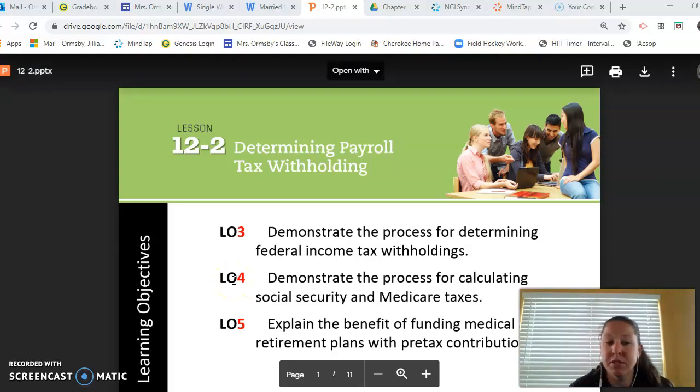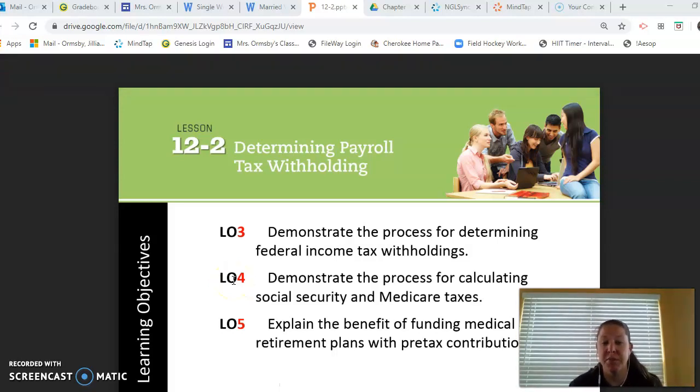Hi everyone. Today we're doing 12.2, which is determining payroll tax withholdings. Anyone who has a job knows that what you actually earn over a pay period is not necessarily what you take home because of taxes. And so in 12.1, we figured out the earnings for each one of our employees. However, as someone who's responsible for the payroll of the company, you also have to take out the taxes and withhold those taxes from each employee before you write their actual payroll check. So that's what this whole lesson is about.